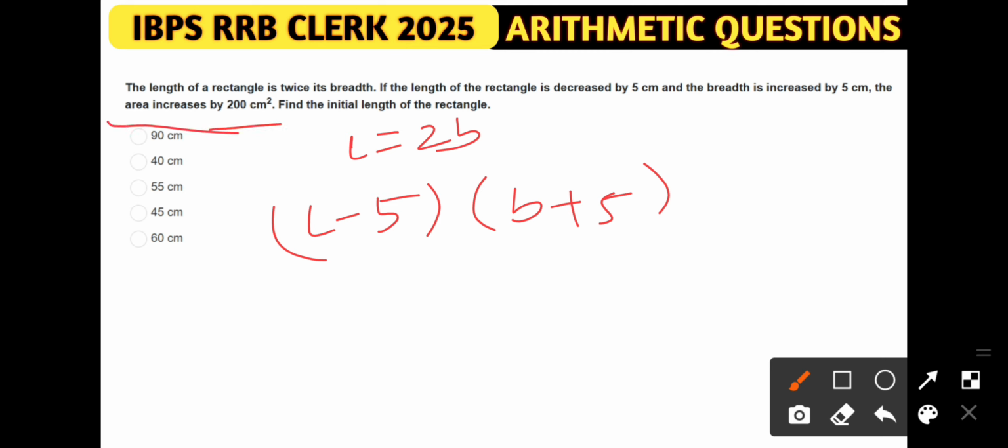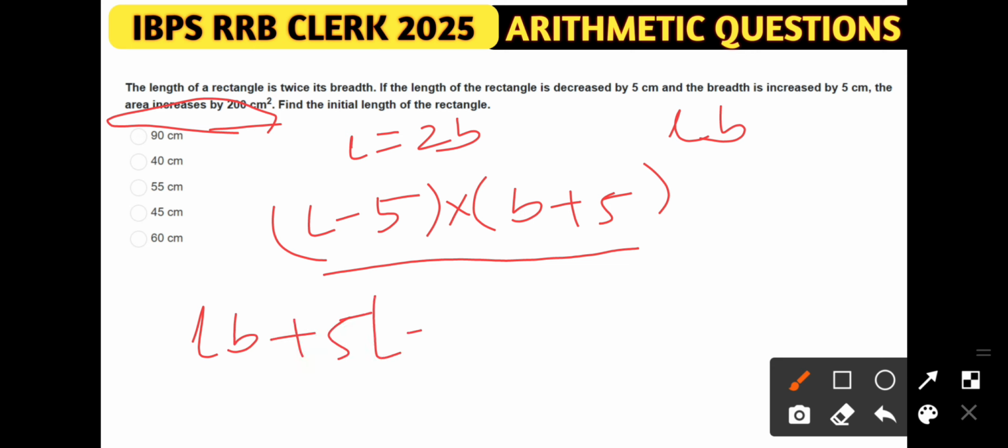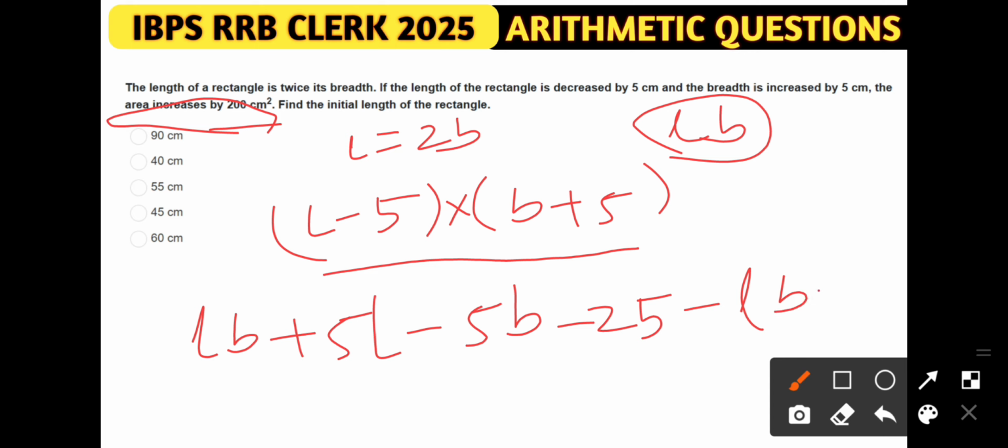So saying that initially L into B is the area the first time, and then there are changes in length and breadth. The area becomes L minus 5 into B plus 5. The difference between these two will be 200. So L minus 5 into B plus 5, which will be LB plus 5L minus 5B minus 25, minus LB, equals 200.